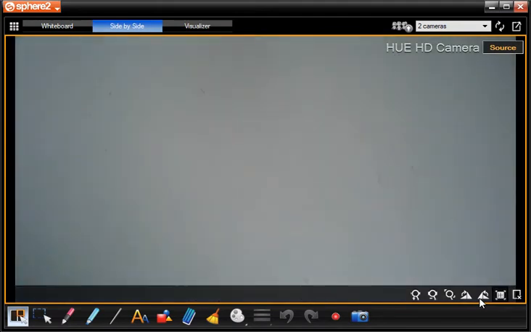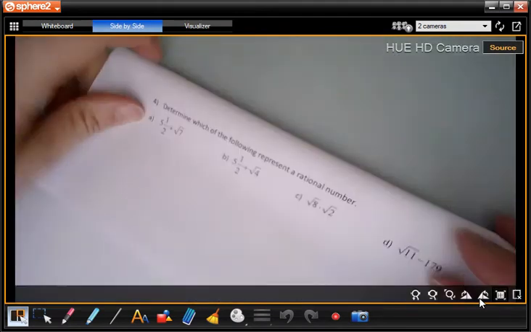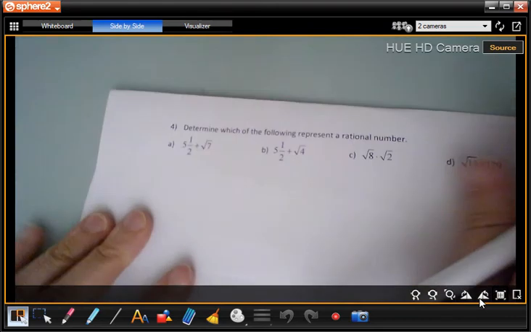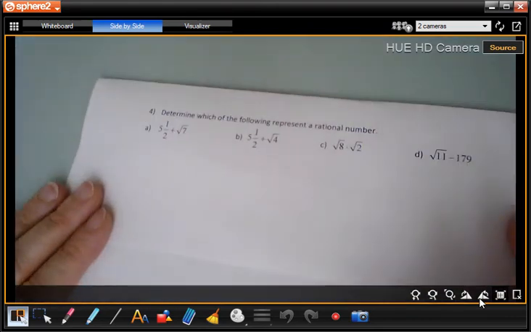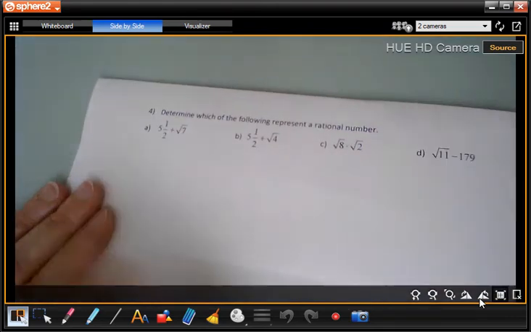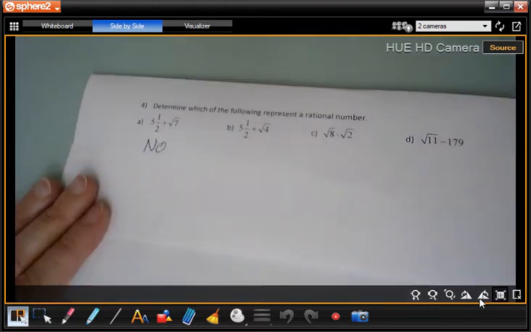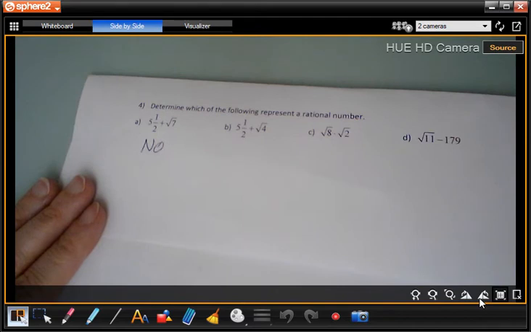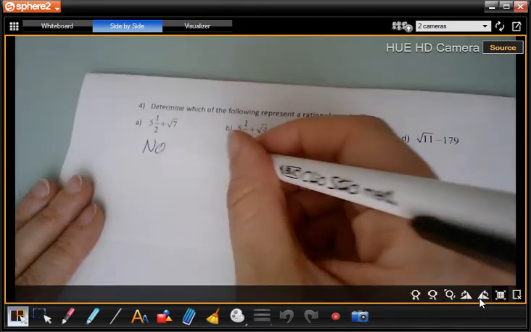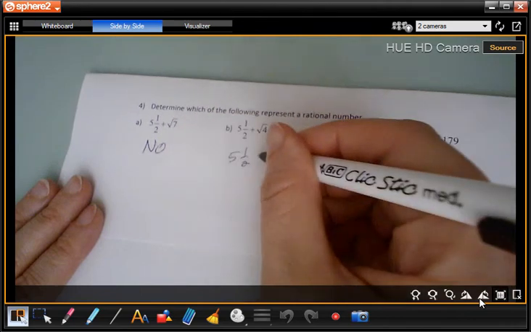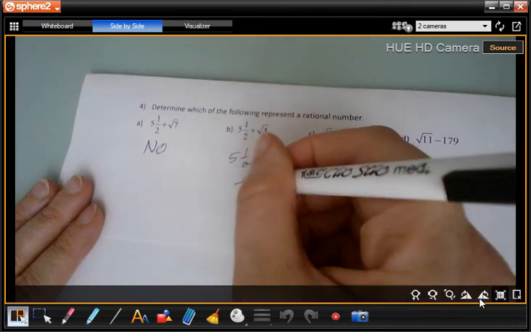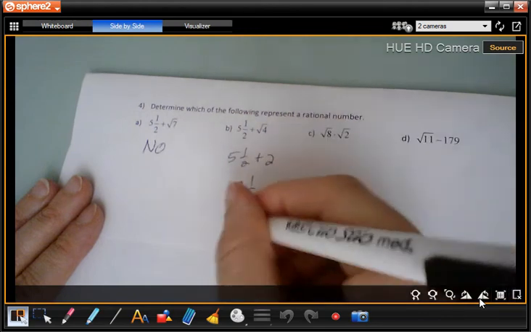Last, we're going to figure out if we are able to, when we add these or subtract these or multiply these, get a rational number. So the answer for A is no, we don't. Square root of 7 is a non-repeating decimal. So when we add it together, we're going to get a non-repeating decimal. Square root of 4 is 2. So if we have 5 1/2 plus 2, we get 7 1/2, which is a rational number.